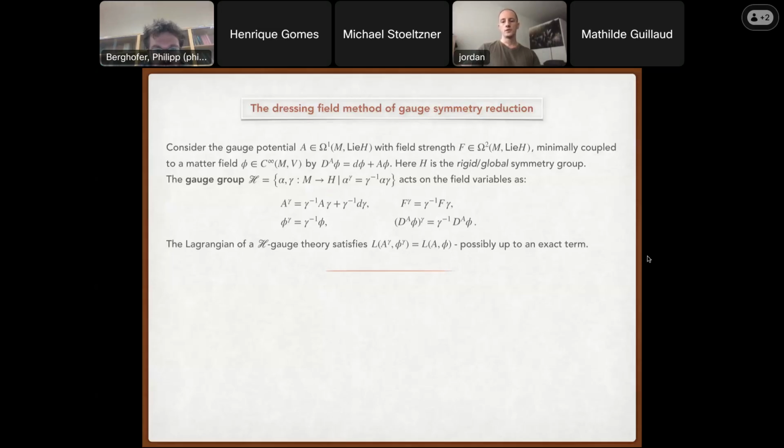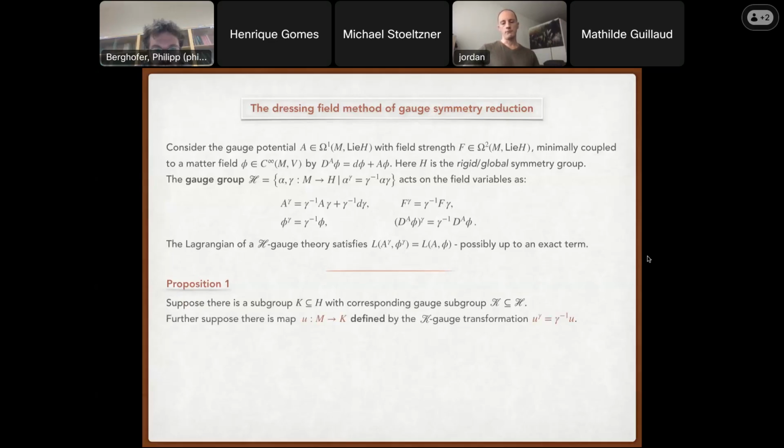So now, what is the basic proposition of the dressing field approach? It is the following. Suppose that you have a subgroup K of your structure group, of your global symmetry group, to which corresponds obviously a gauge subgroup, calligraphic K. And now imagine you have a map from the base manifold to that subgroup K, which will be defined by the way it transforms under the gauge subgroup K. It should transform on the left, as shown here, right? Basically, like a matter field would, right?